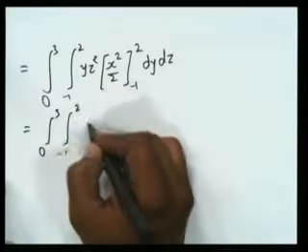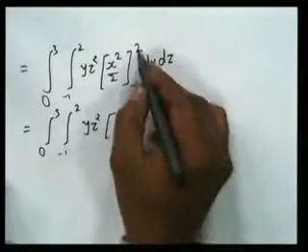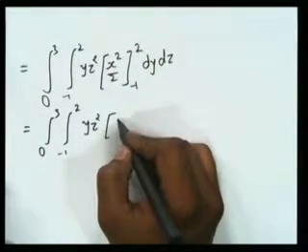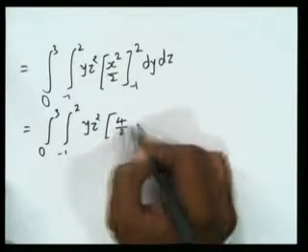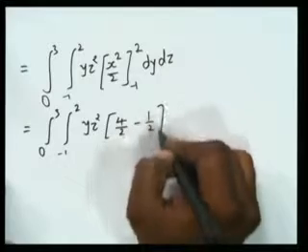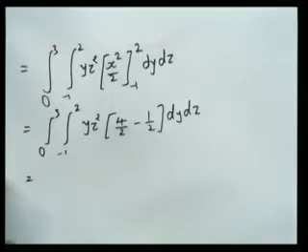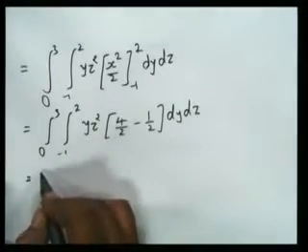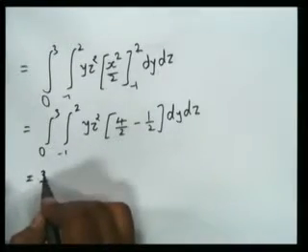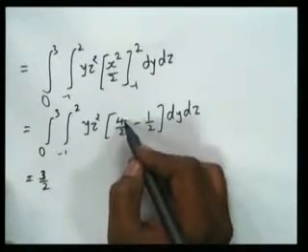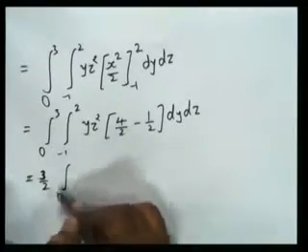Substituting the limits of the integration, we get 1 by 2 minus 0, so the result is 1 by 2 of y z square dy dz, integrated from minus 1 to 2 and 0 to 3.